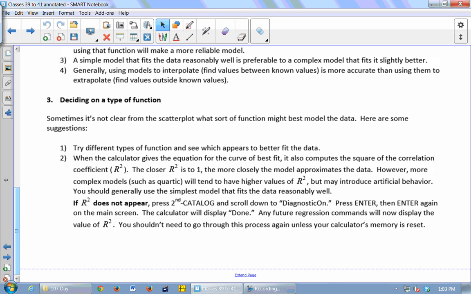Sometimes it's not clear from the scatter plot what sort of function might best fit the model. So some suggestions would be to just try some different types, do 2 or 3 different regressions, and look at the R-squared value. So we'll give you an R-squared value, and the closer to 1 it is, the better the fit. But again, more complex models will tend to have higher R-squared values, but choose the simplest model that fits reasonably well.